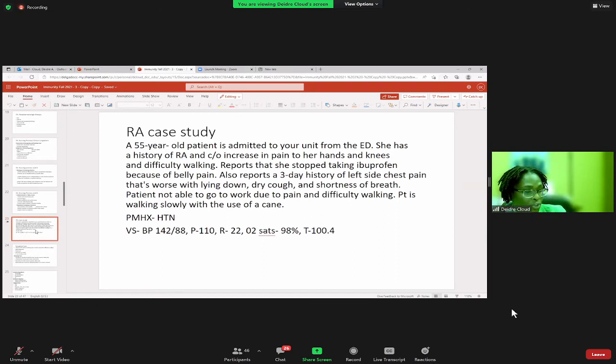So what interventions are indicated? What should we be doing? What interventions?